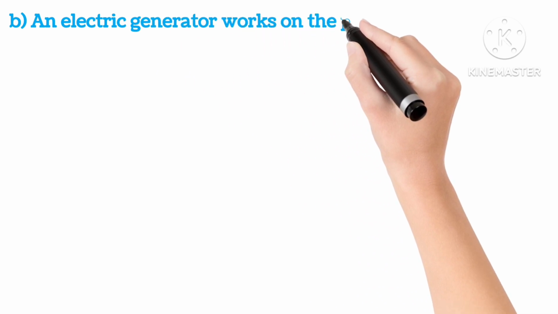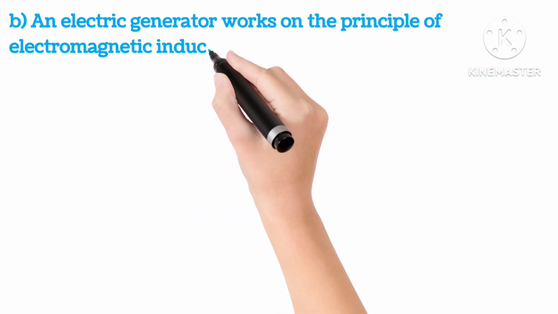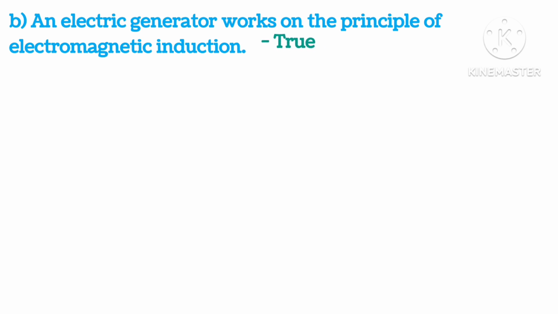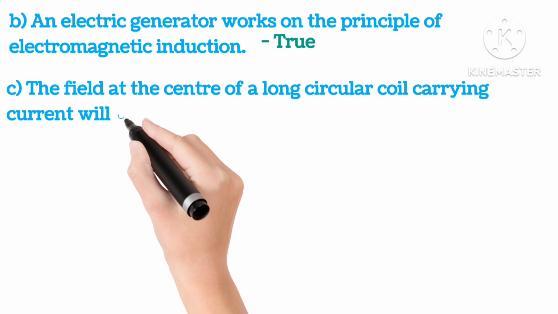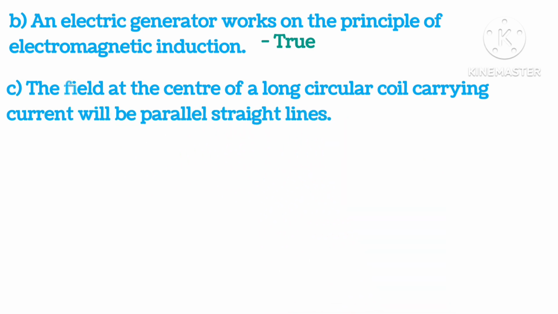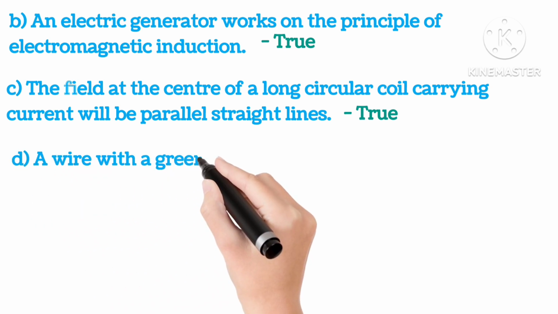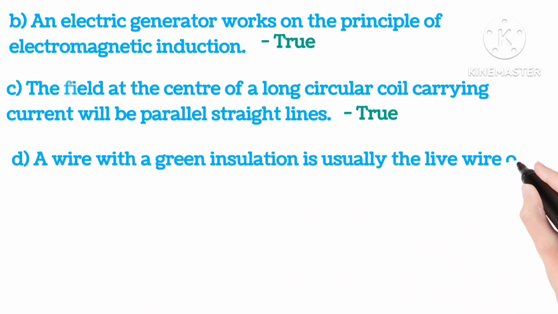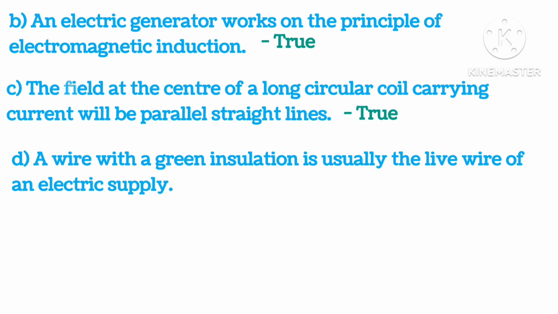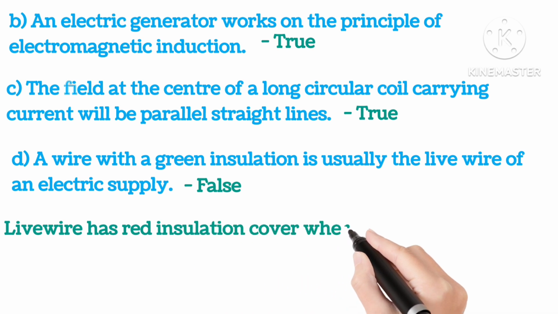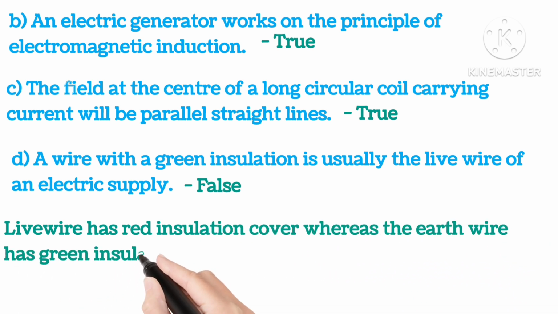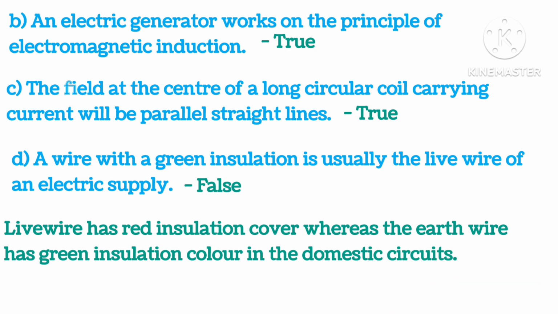B. An electric generator works on the principle of electromagnetic induction. Statement is true. C. The field at the center of the long circular coil carrying current will be parallel straight line. Statement is true. D. A wire with the green insulation is usually the live wire of an electric supply. Statement is false. Live wire has a red insulation cover whereas the earth wire has a green insulation color in the domestic circuits.